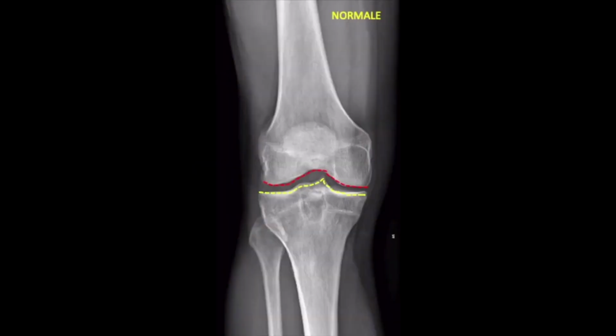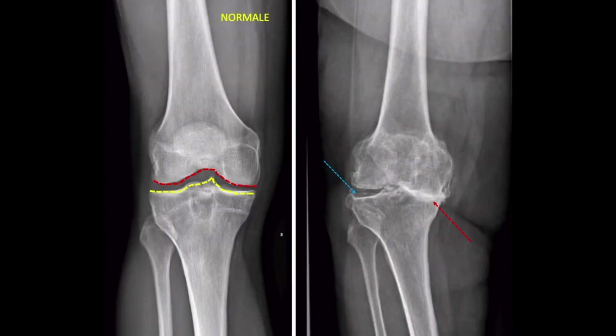This is an X-ray of a normal knee without osteoarthritis, in which we can see the red line indicating the articular surface of the femur and the yellow line indicating the articular surface of the tibia. Between the two lines, we can see a space that, in the case of osteoarthritis, is significantly reduced until it disappears, as in the image on the right that you can see now.